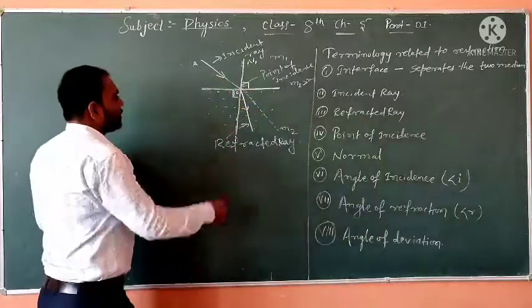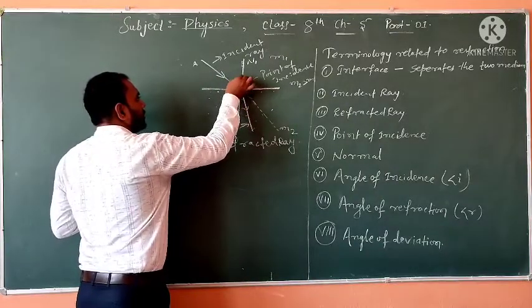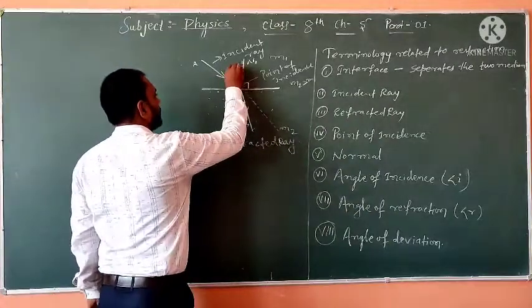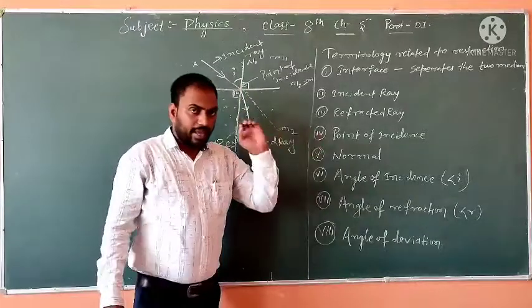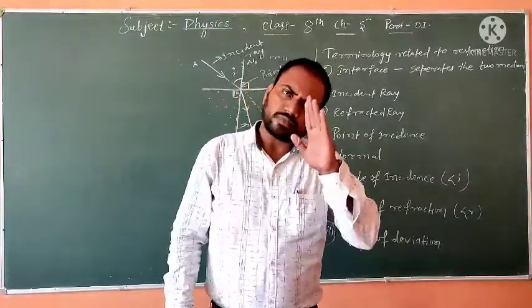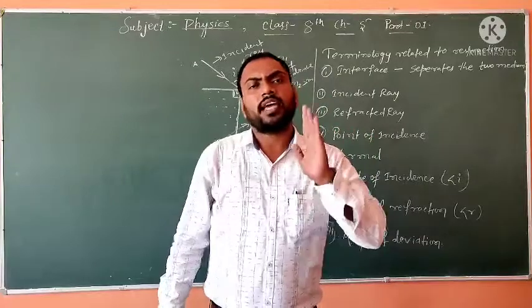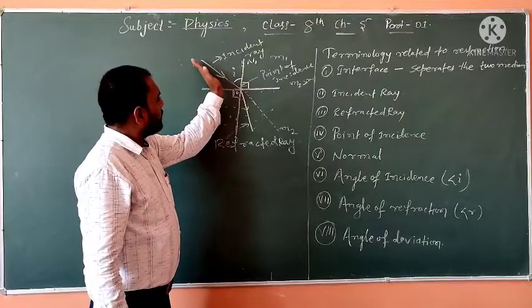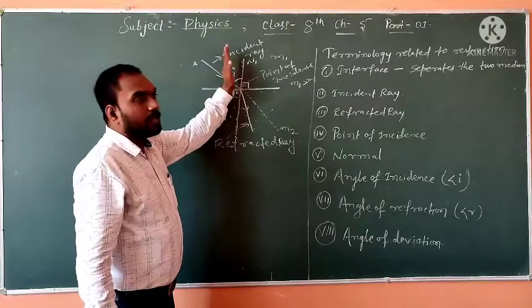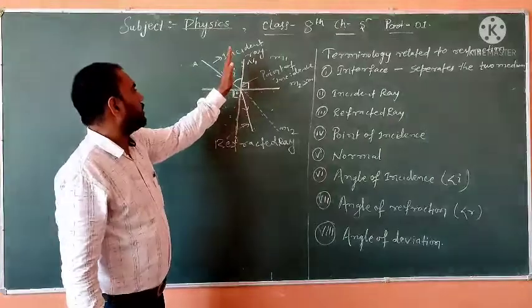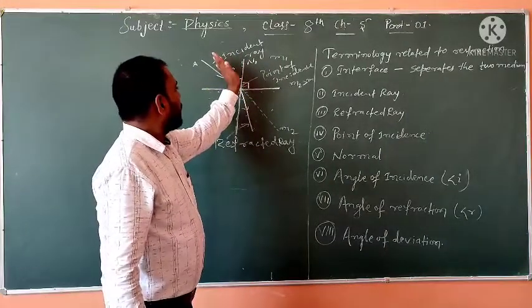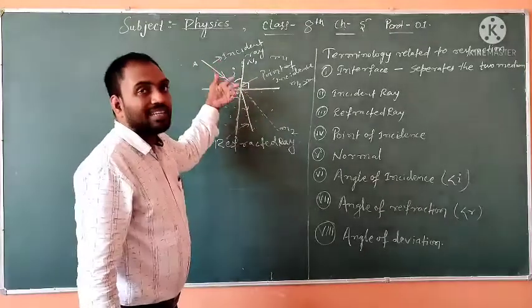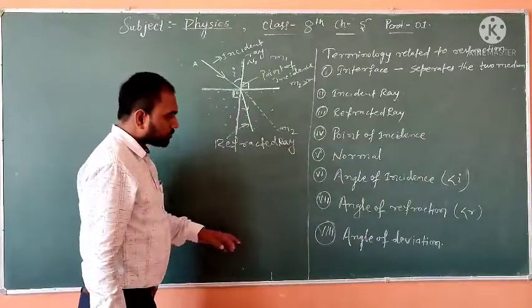Angle of incidence. The angle between the normal and the incident ray is called the angle of incidence. It means when the incident ray moves towards the normal, the angle of incidence will decrease. When the incident ray moves away from the normal, the angle of incidence will increase. I hope you understand here.